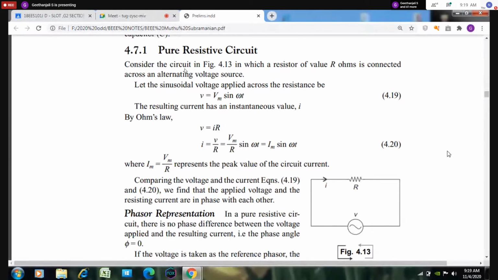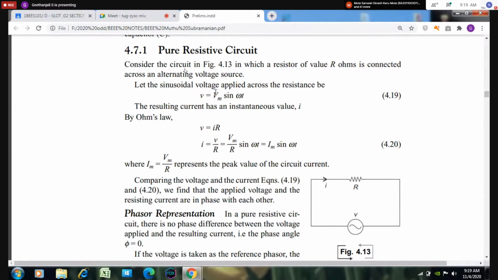Comparing the voltage and the current, we find that the applied voltage and resistor current are in phase. So there is no phase difference. Voltage has sin omega t, and current also has sin omega t, with no added phase angle such as plus pi by 2, which would represent a phase difference. So the voltage and current are in phase with each other. That is the conclusion from equations 19 and 20.